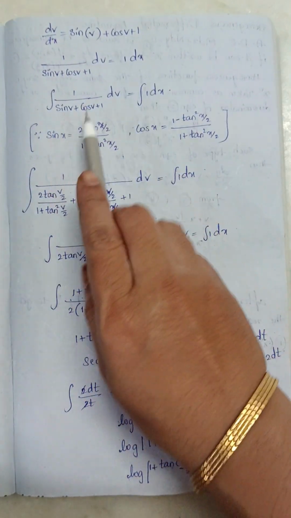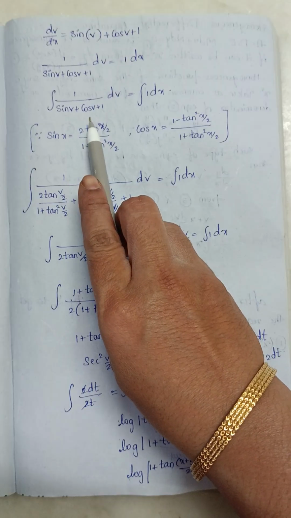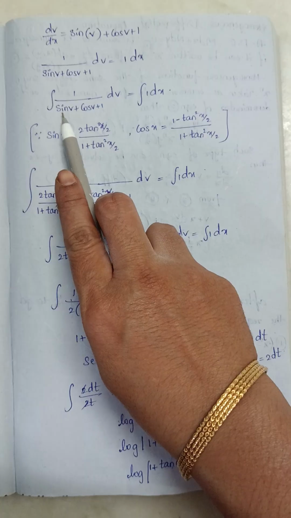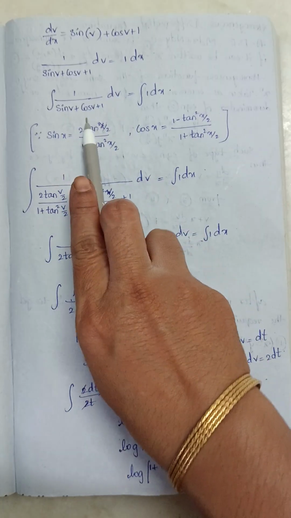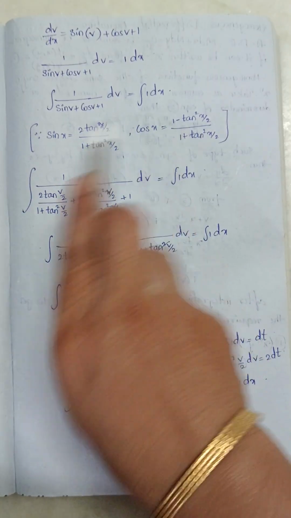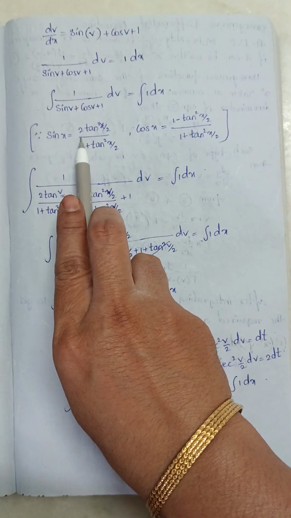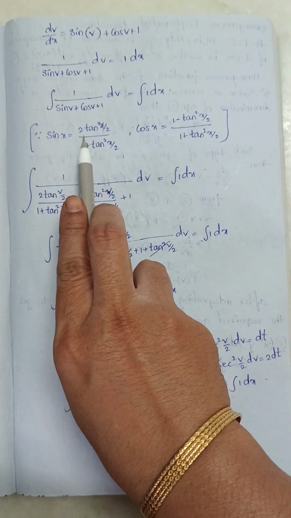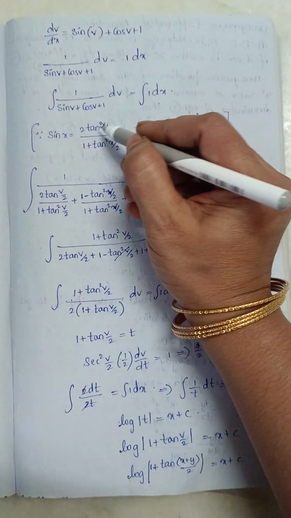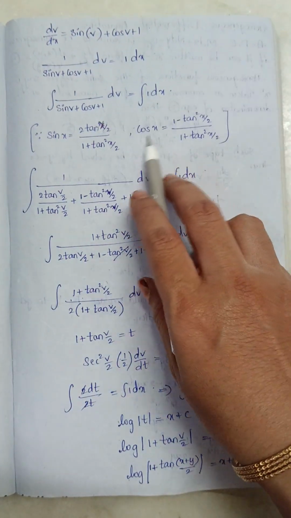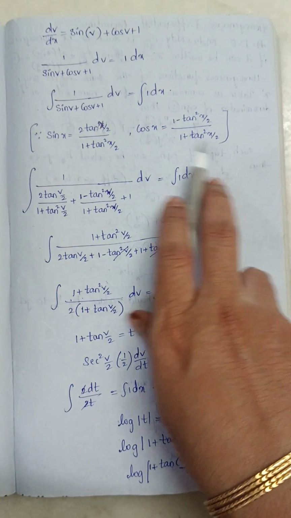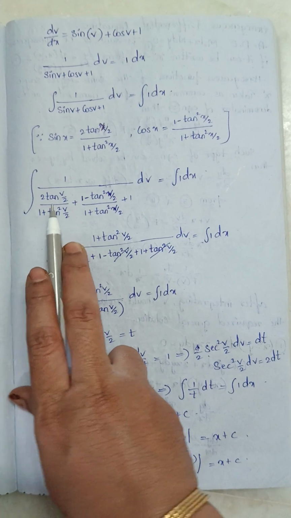So take integration. In the denominator sin and cos terms are given. Then we have one formula, one method for integrations, that is sin we are taking in terms of tan, cos also we are taking in terms of tan by using the formula. Sin x formula we know that 2 tan x by 2 by 1 plus tan square x by 2. Here cos x is 1 minus tan square x by 2 by 1 plus tan square x by 2, but instead of x here v is given, that's why we are substituting v.